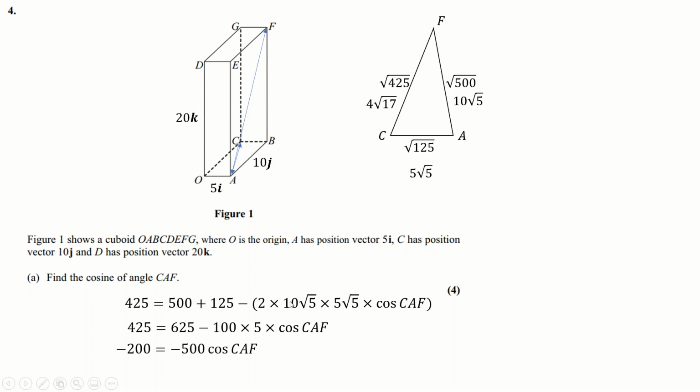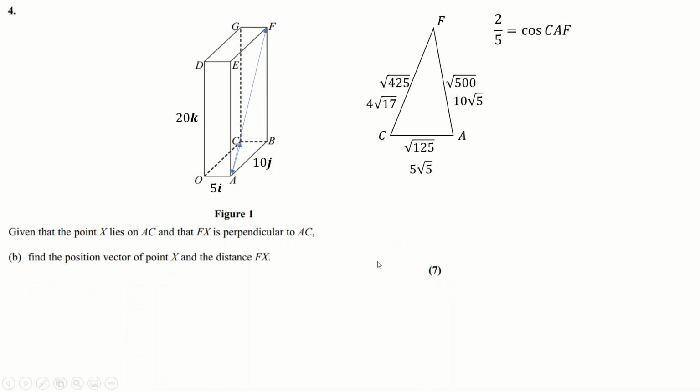But of course, when you do this, you just end up with, I'm sure you can follow my working here, cos CAF is 2/5. There's a way to do that just with vectors, but it's essentially cosine rule anyway. But yeah, I was just avoiding vectors because I don't really like them too much. I also avoided vectors here.